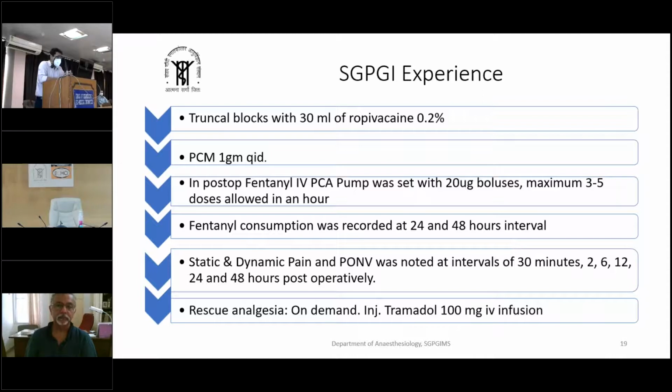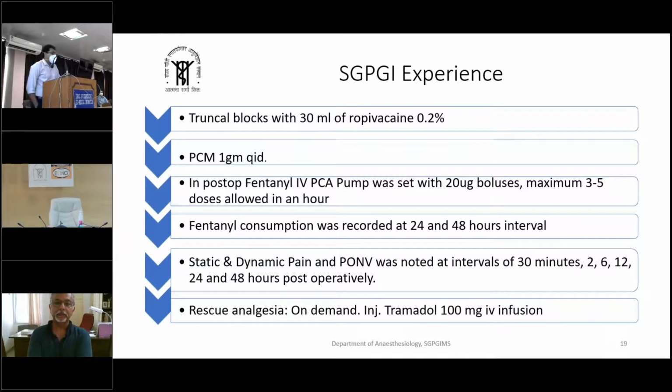The fentanyl consumption was recorded from the PCA pump at 24-hour interval and between 24 to 48 hours interval. We recorded both static and dynamic pain. Static pain is the pain felt by the patient when he is lying at rest. Dynamic pain is the pain felt by the patient when he is making a movement. For our purpose, we recorded dynamic pain while we asked the patient to flex his legs. For recording pain, we use the VAS scale, which is a well-validated pain score, from 0 to 100, where 0 was no pain and 100 was maximum pain.